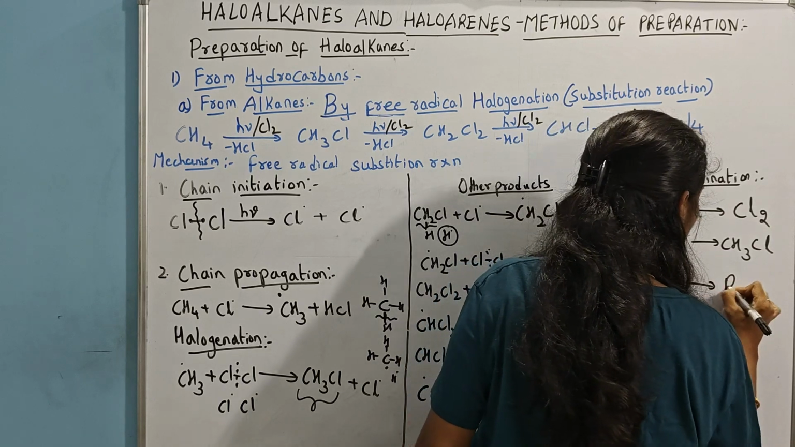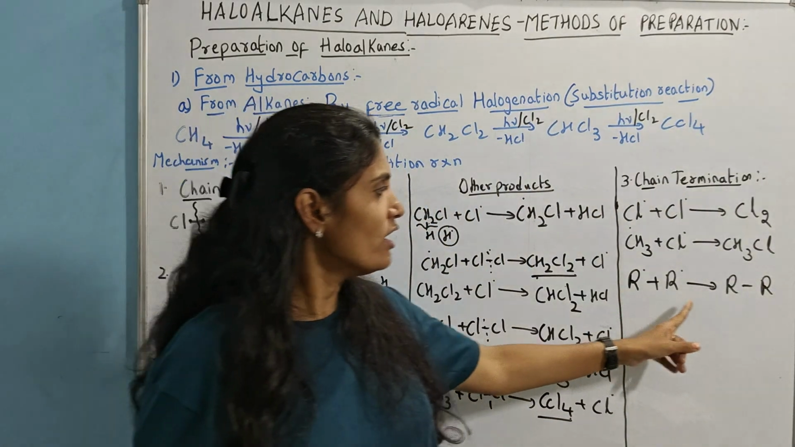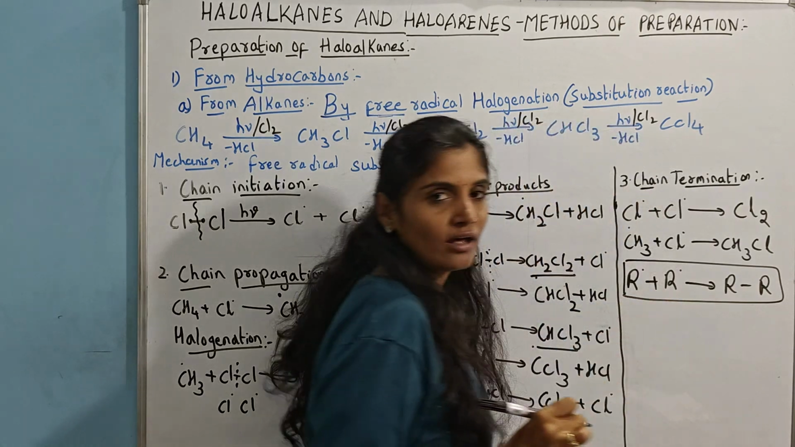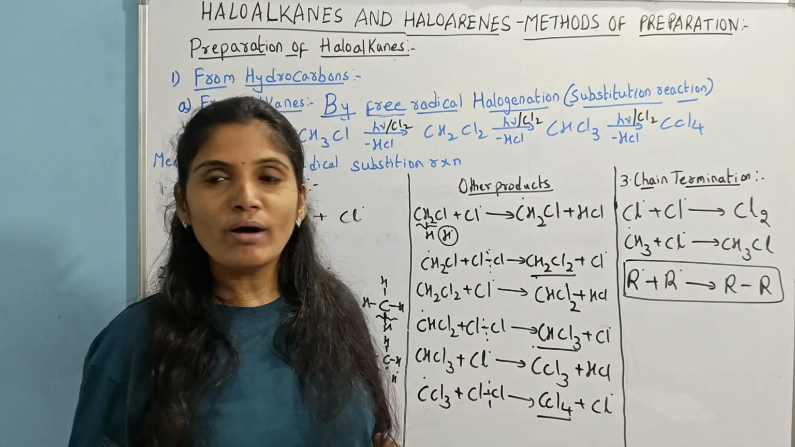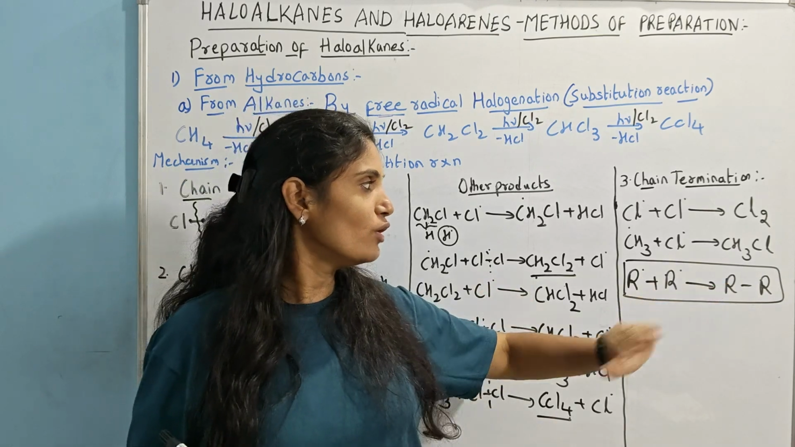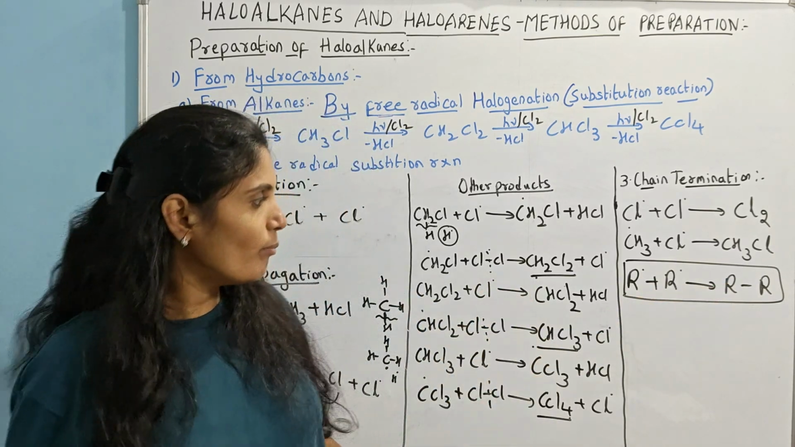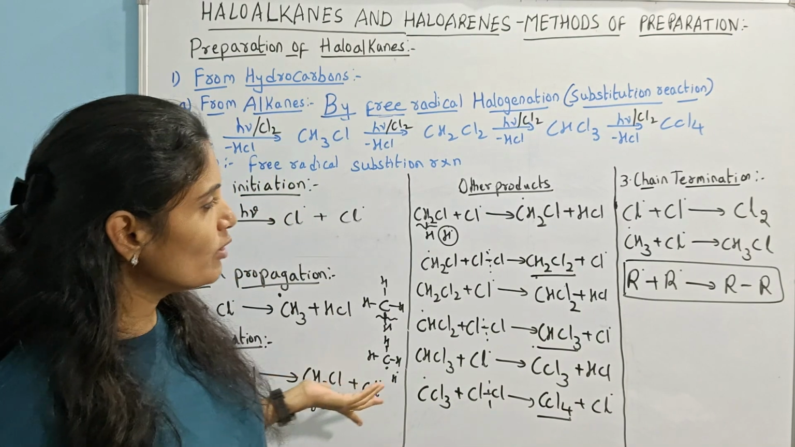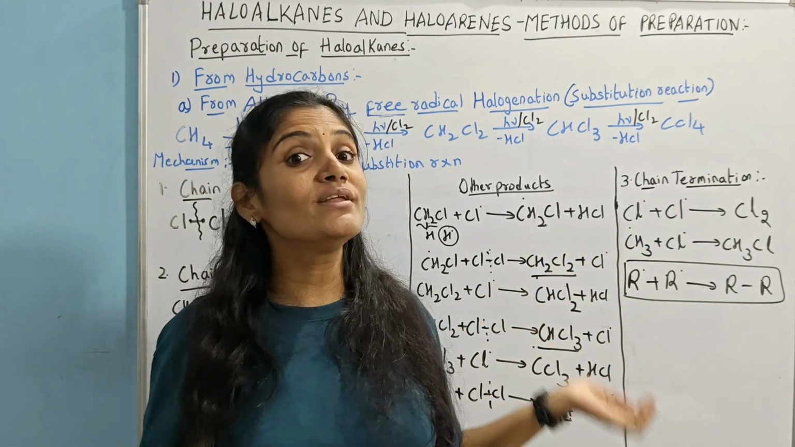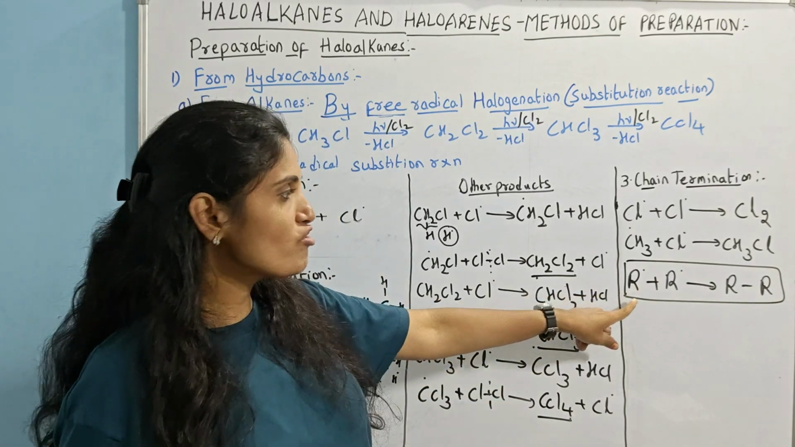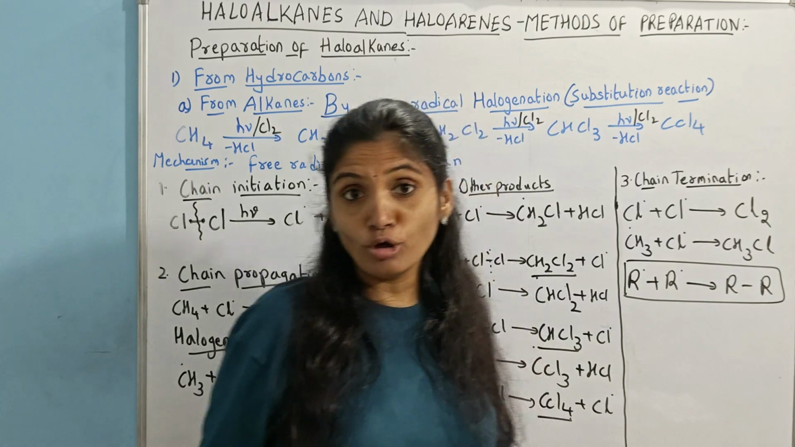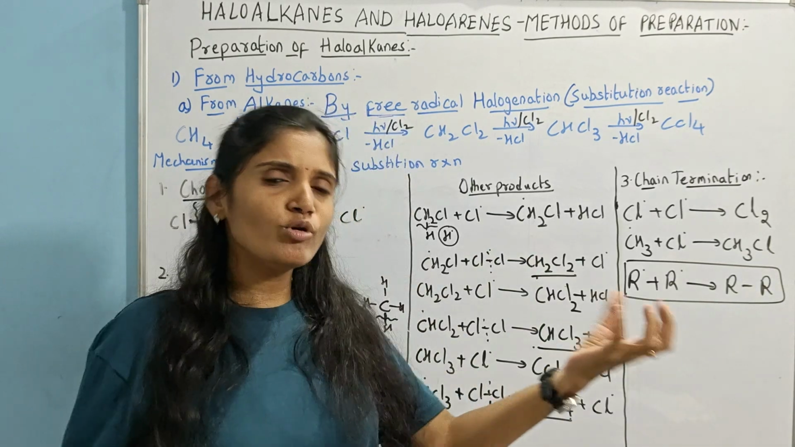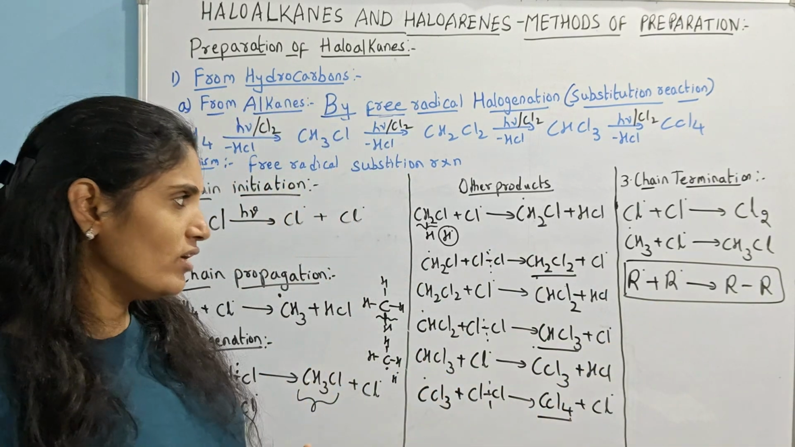R dot plus R dot will give R-R. Now in case of methane, it is not possible, because methane has only one carbon. But if you go for the other alkanes, you can even see this kind of thing, where two methyl radicals will combine to give the product. That is also possible. Here it is not possible because my methyl free radical doesn't have another methyl free radical. That is the reason I can't talk about this step. But if it is any other alkane, you can see this step also. If you do it with ethane, then you have every possibility. At the end, again you will get ethane, because a methyl free radical can react with another methyl free radical.